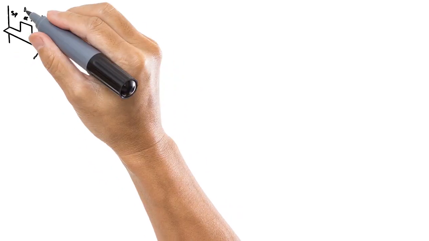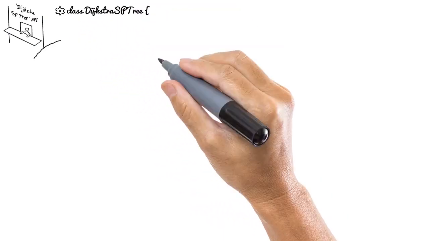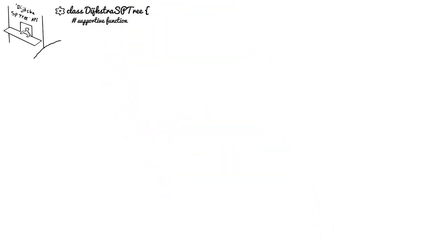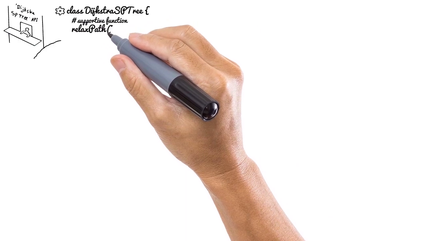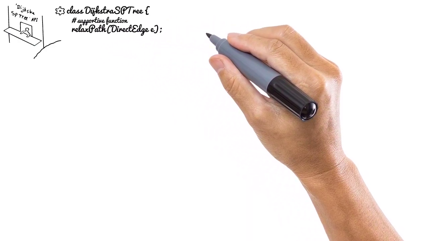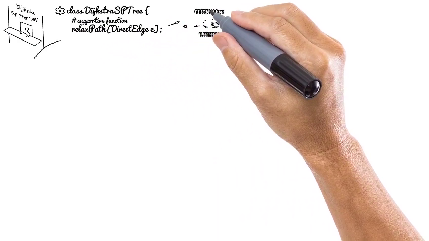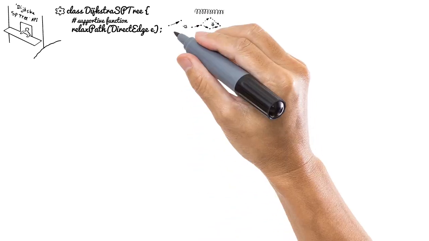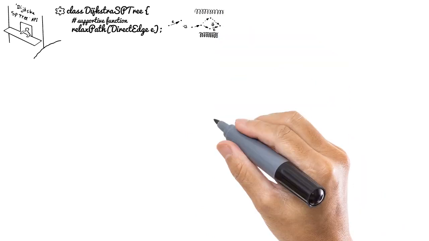Let me start writing Dijkstra SP3 API for it. A relevant supported function relaxed path in our overall API for Dijkstra algorithm can look as simple as this one, just taking one directed edge as a parameter to check would it be possible to relax a path to vertex this edge is pointing to.